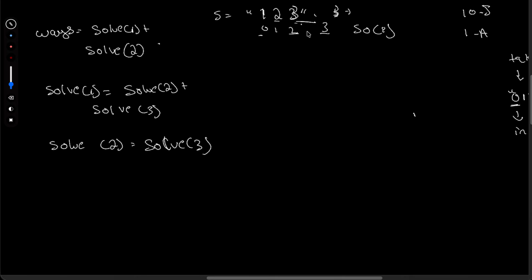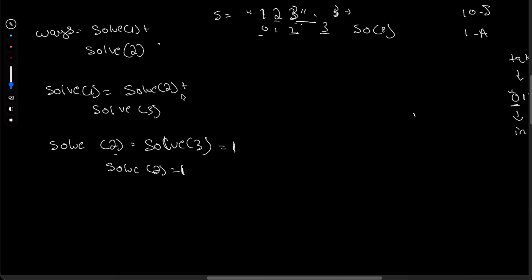Okay, see, whenever we reach the end, it means one valid decoding is found, so that's why we have to return 1. Now solve of 3 is equal to 1. Just see, solve of 2 is 1 because there is one valid way.